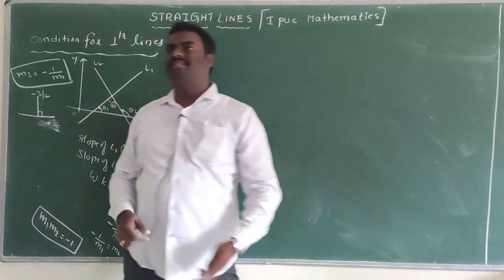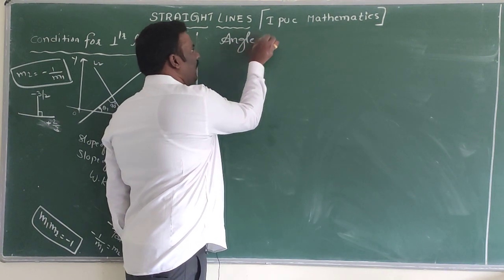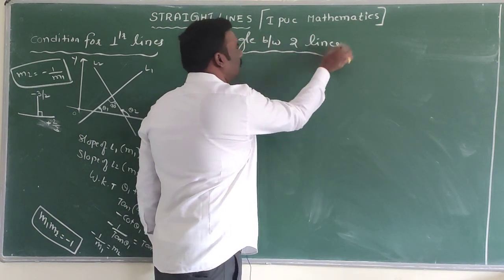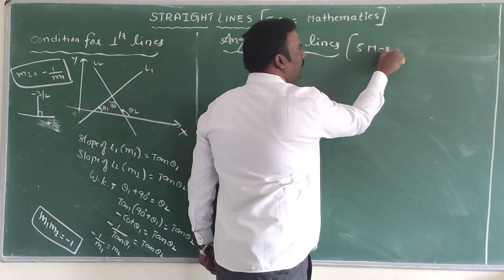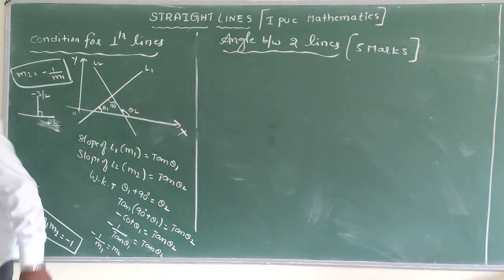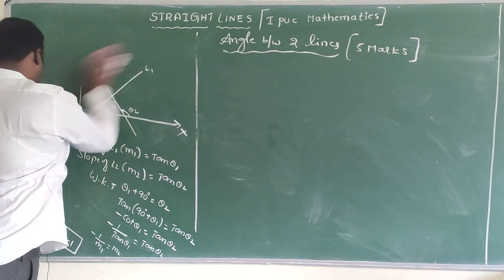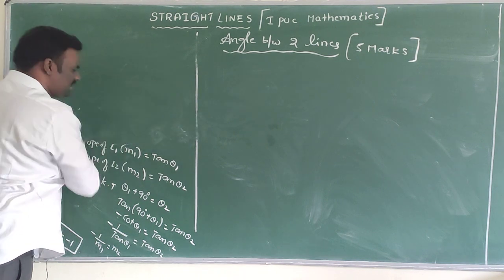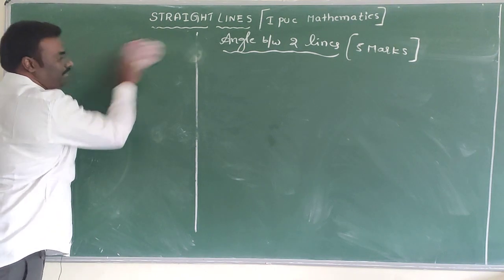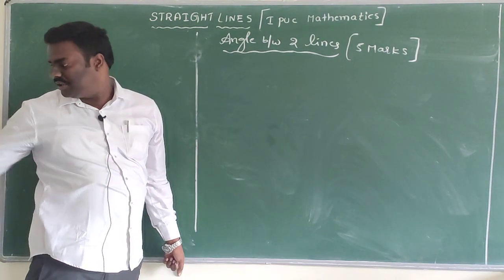Next, we will discuss how to find angle between two lines. It is very important question for 5 marks. So actually in this we need to find the angle between two lines, and as well as they will give one attached problem based on this formula. Okay, now we will discuss how to find angle between two straight lines.